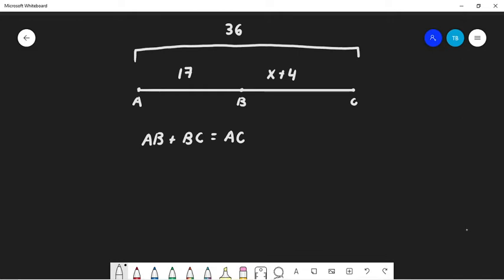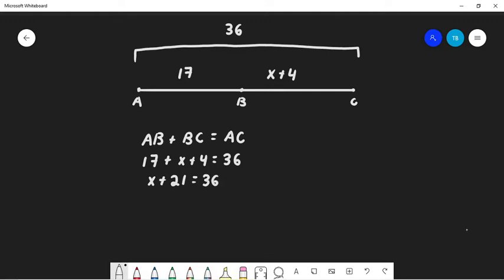So if AB is equal to 17, then we can replace that down here with a 17, plus BC, which is represented by the expression x plus 4, and that would be equal to the entire segment, the length of which is 36. So now we just have a standard linear equation. We can combine our like terms and then just solve for x. So on the left-hand side of the equation, I can combine the 17 and the 4 to get 21. So that would be x plus 21, and that still equals 36.